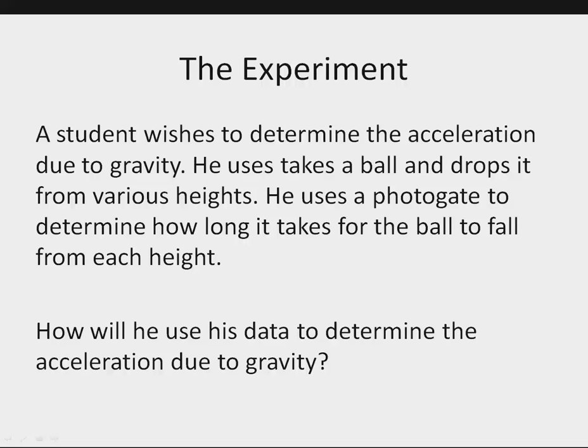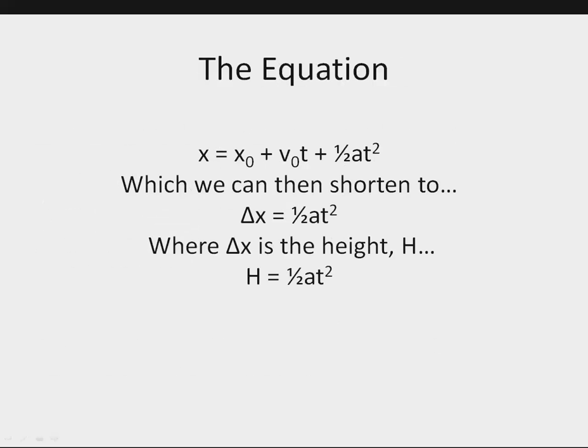So let's go with this experiment here, which will not produce a linear function for us. A student wishes to determine the acceleration due to gravity. He takes a ball and drops it from various heights. He uses a photo gate to determine how long it takes for the ball to fall from each height, so that we can get more accurate data. How will he use his data to determine the acceleration due to gravity?